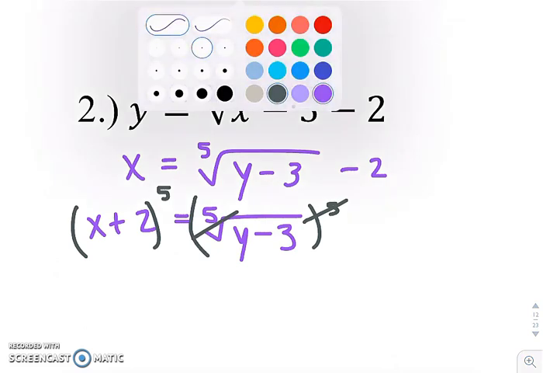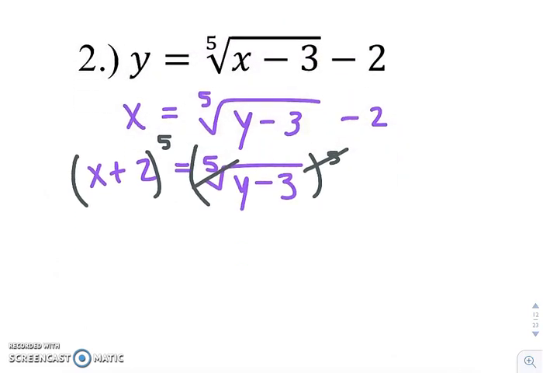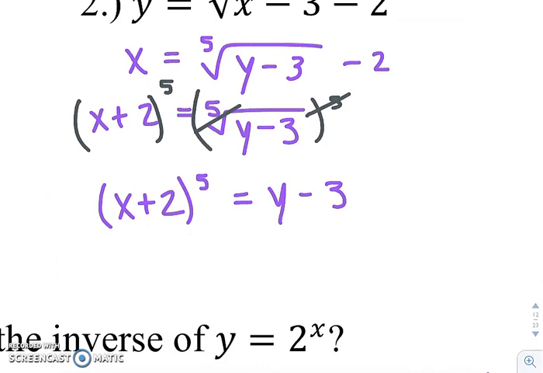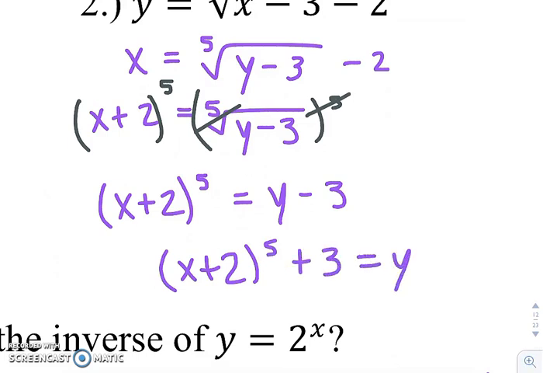And we're not going to physically multiply out x plus 2 together 5 times. We're just going to leave this as x plus 2 to the 5th equals now just what's left under that root, so y minus 3. The last step is going to be to add that 3 to the other side, and you now have y by itself, but we're going to note that this is the inverse equation, not the original, by putting that negative 1 power.